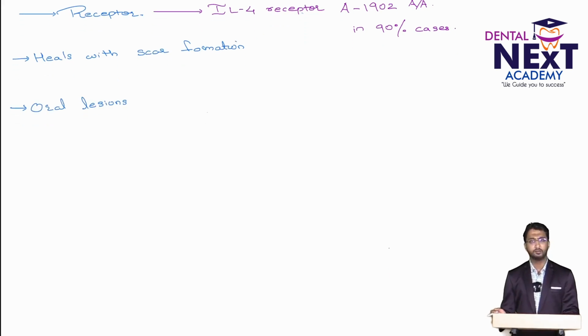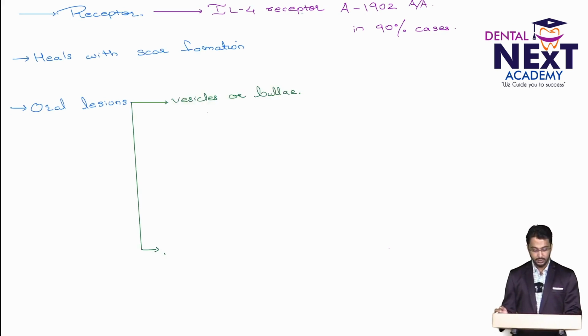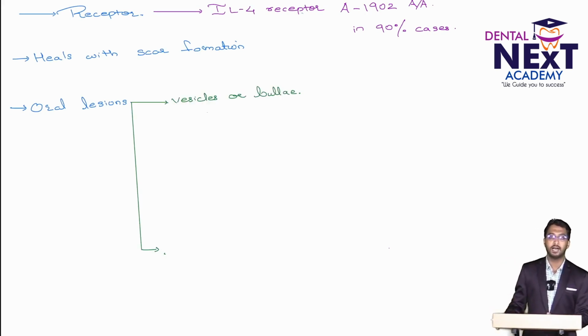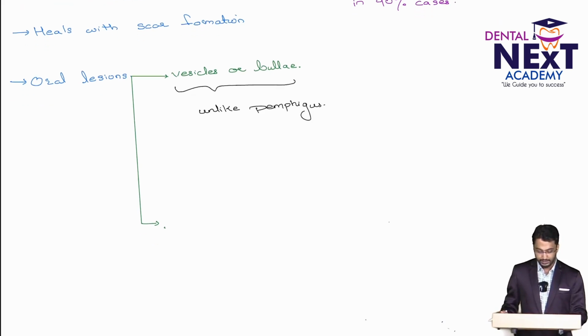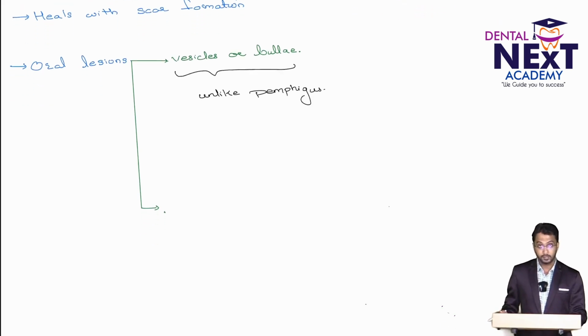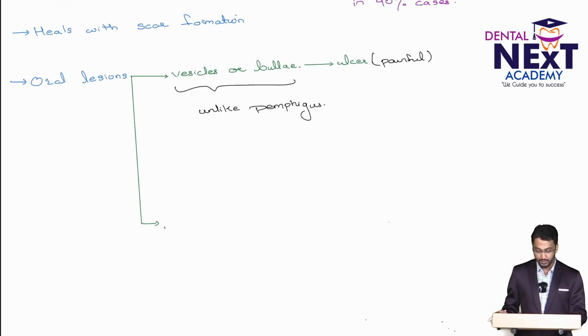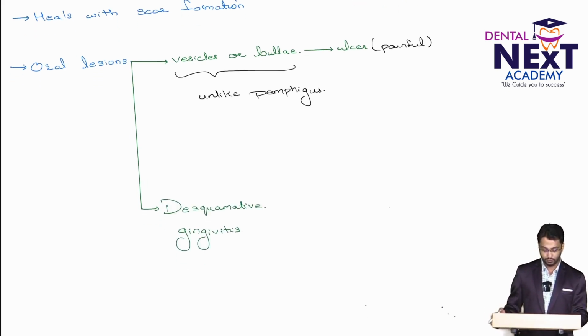Now, oral lesions are very important, but not as common as in pemphigus vulgaris. Here you will see vesicles or bullae. We saw that in pemphigus vulgaris, vesicles or bullae are less common; we saw ulcers, erosions and ulcers are more common. I'll show you the picture. Here it is much more common to see vesicles or bullae, like on the skin, unlike pemphigus. In pemphigus vulgaris, the bullae are converted to ulcers, which are painful.